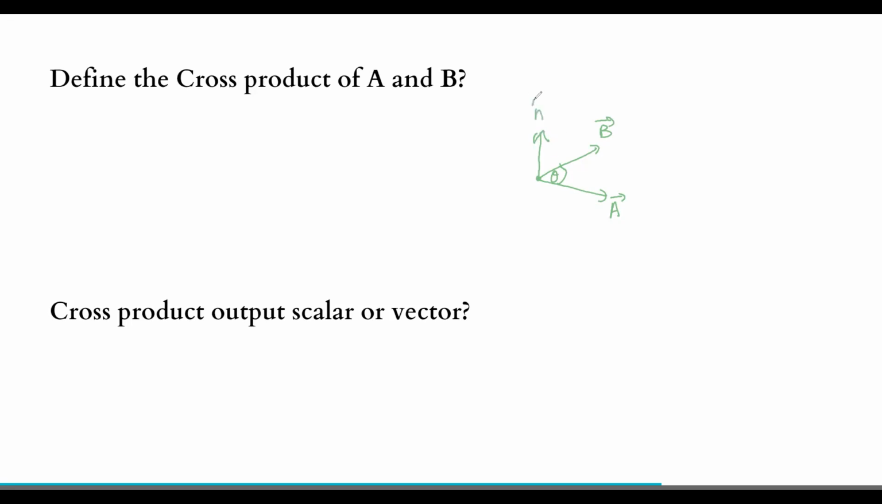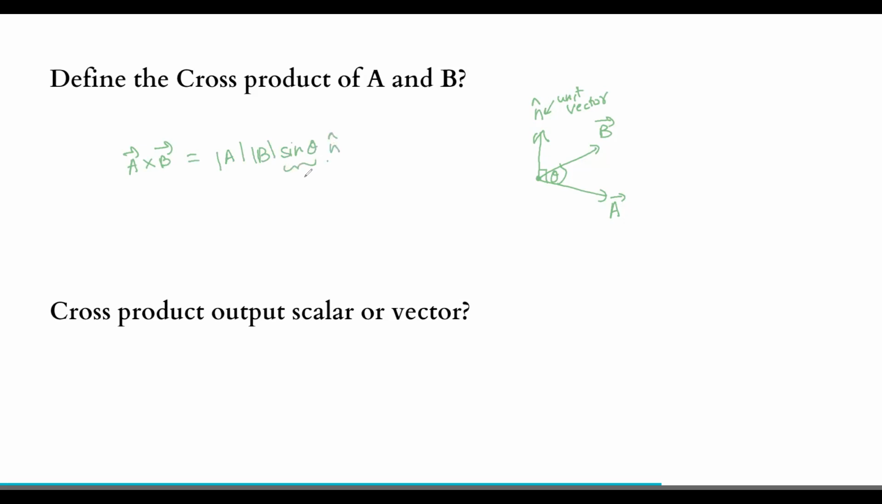Once we take the unit vector along the perpendicular direction to both A and B, we can call that n hat, the unit vector along the perpendicular direction. Then we can define the cross product of A and B using this equation: A into B into sine theta into n hat.